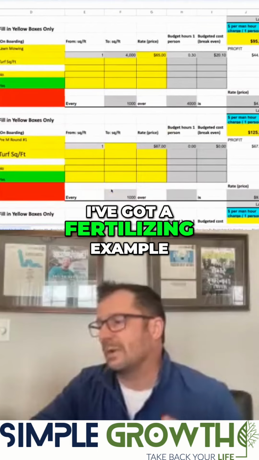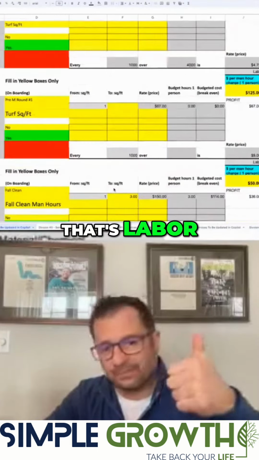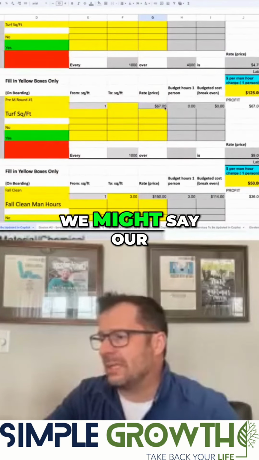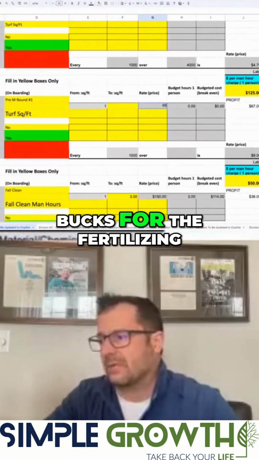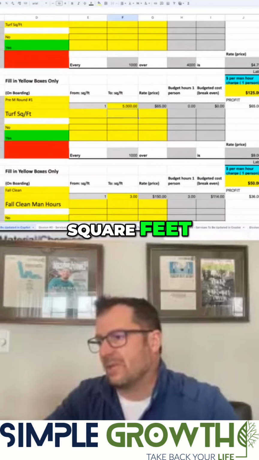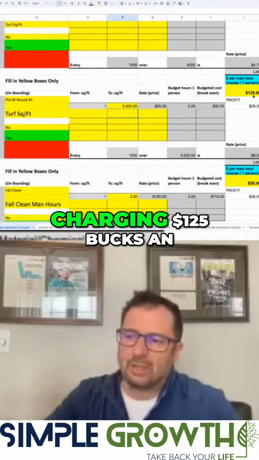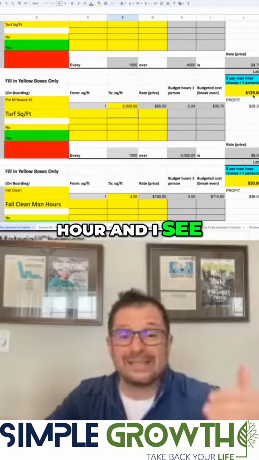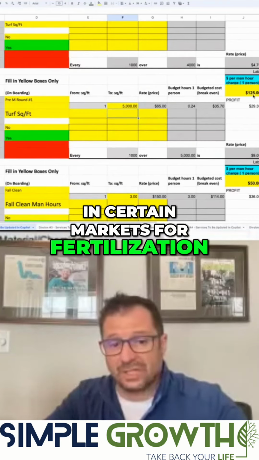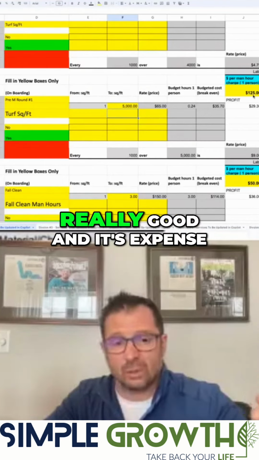Finally, I've got a fertilizing example. So that's labor, overhead recovery, and product. So same idea here. We might say our base price is $65 for the fertilizing, and that now covers up to 5,000 square feet. In this example, I'm charging $125 an hour, and I see some upwards of 200 per man hour in certain markets for fertilization and weed control. The profit margins here are really, really good.